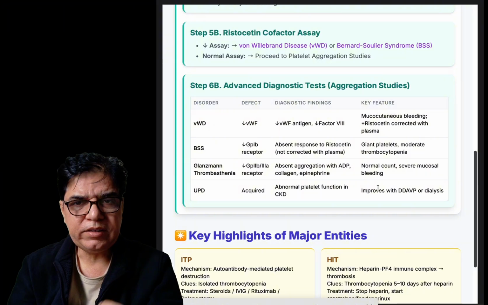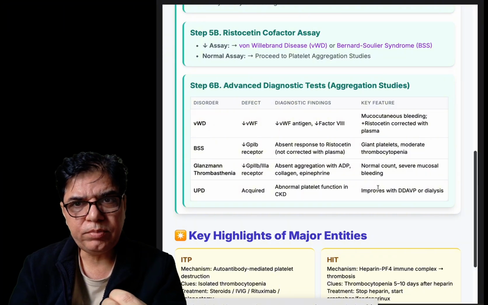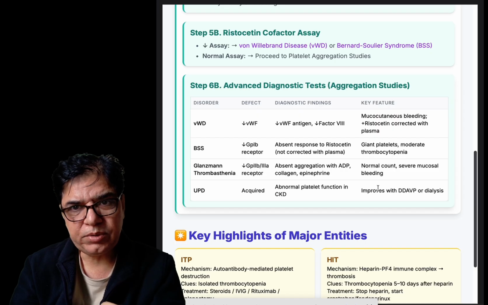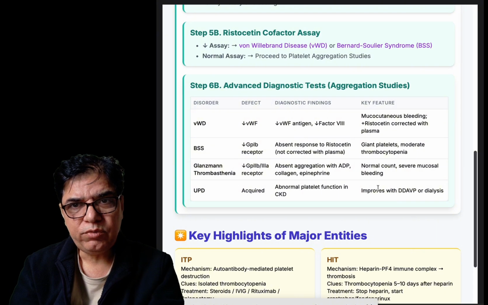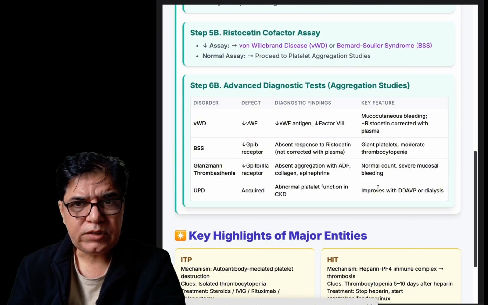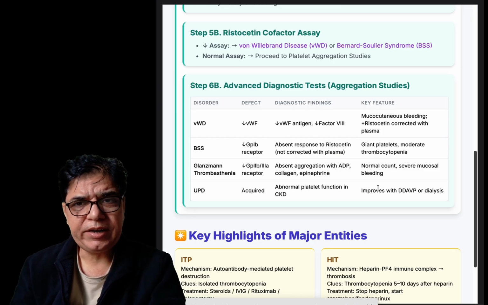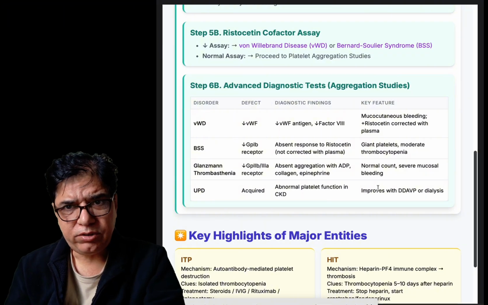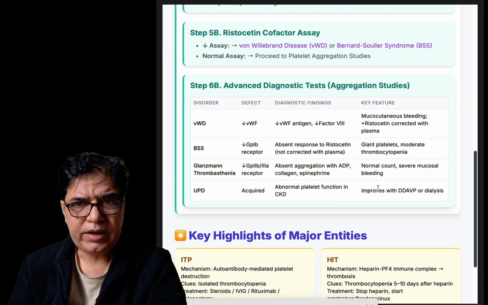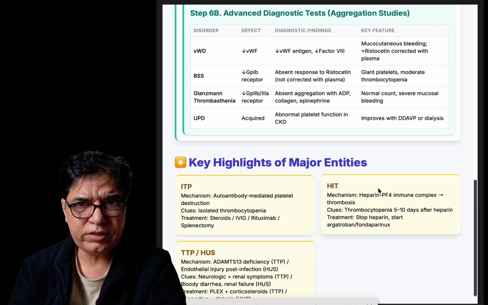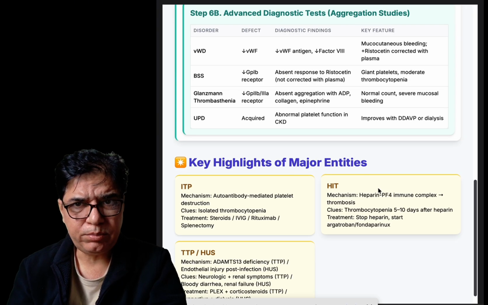If the ristocetin cofactor assay comes out to be normal, then you have to go for platelet aggregation studies, because there are other types of platelet disorders, like for example Glanzmann thrombasthenia, which might be causing this qualitative platelet deficiency. So you have to do platelet aggregation studies. These are advanced diagnostic tests, and based on that you can actually determine if the child has von Willebrand disease, Bernard-Soulier syndrome, or Glanzmann thrombasthenia.